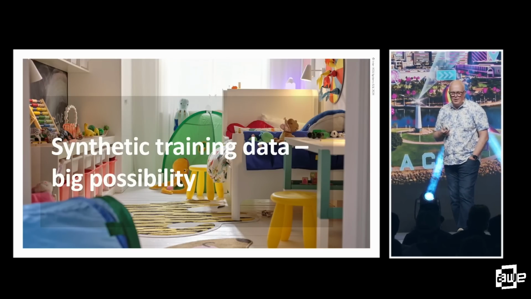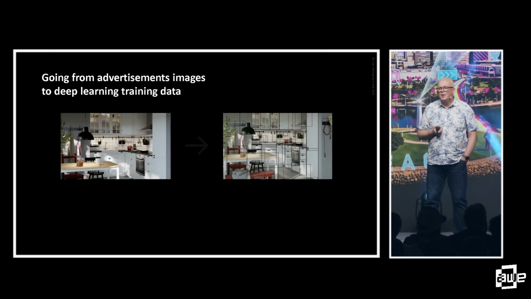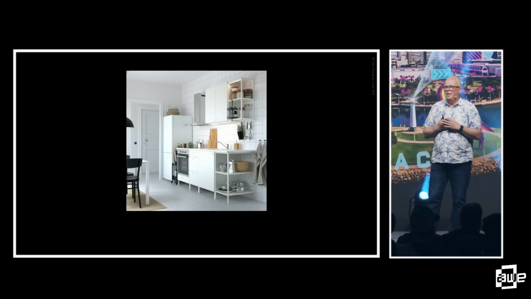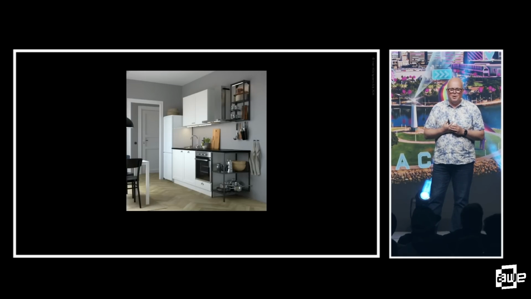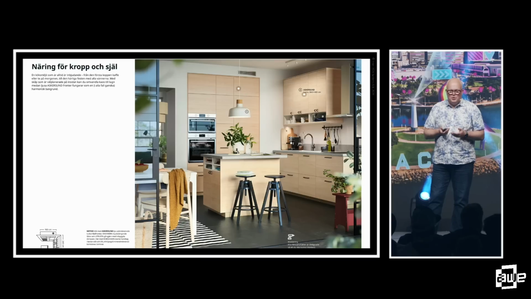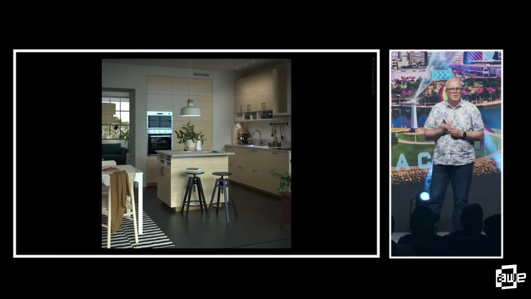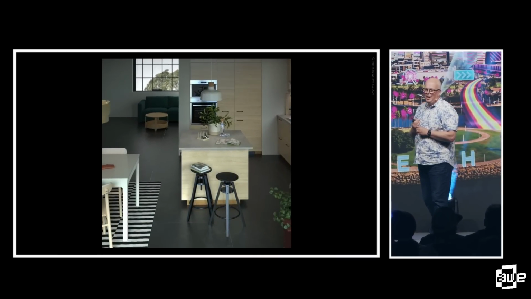The things that we can do is go from these advertising images to deep learning training data. The only thing needed is adding annotations. And as we are doing it in 3D, we can do permutations of things pretty fast. And as I showed before, we are pretty good at rendering, so we know how to do that. So taking something like this and making a movement in it, walking around in it, we already have it in 3D, so we can do those things.